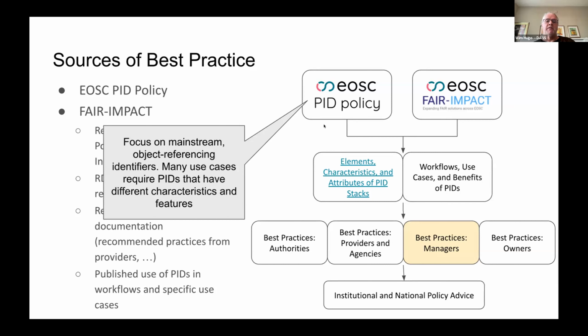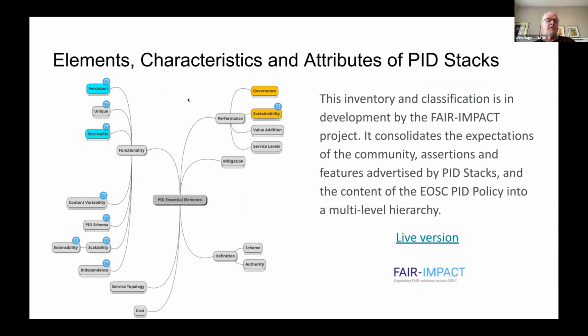So as I said, the policy focuses on these mainstream object referencing identifiers, but there are many other use cases that do not necessarily use only the kinds of identifiers that the policy was written for. So the elements, characteristics, and attributes of PID stacks, this is a high-level view of what's essentially a mind map or graph-like structure that contains all kinds of requirements or expectations from the community.